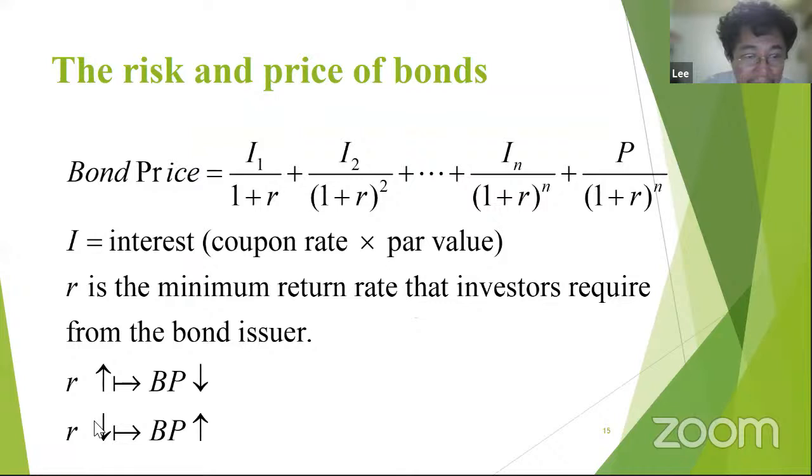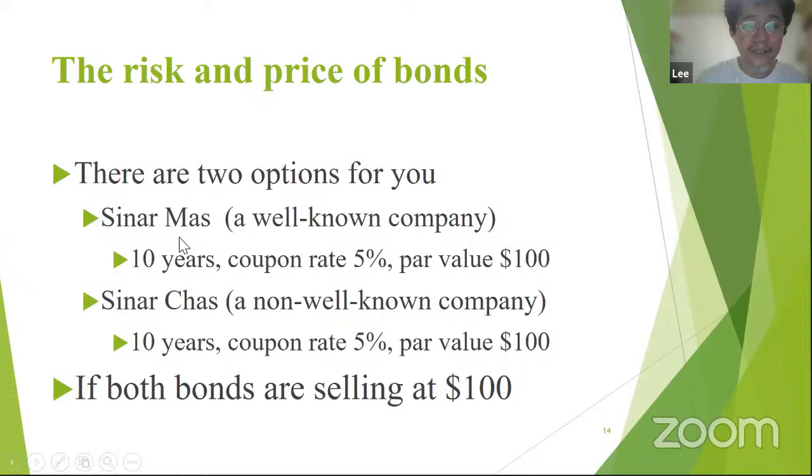And from the other side, for the same reason, if the company is risk-free or the risk is smaller, I will require a lower return rate. And in this situation, I am willing to pay a higher bond price. So based on the risk, for a higher-risk company, I will require a lower bond price. If you want to compare the bond price, you have to base it on the same terms.